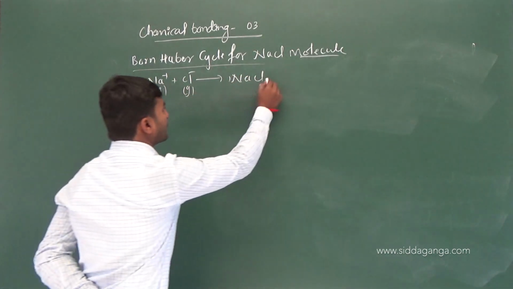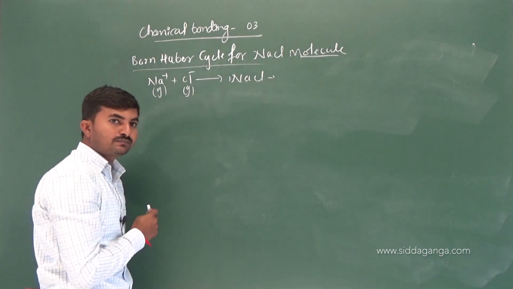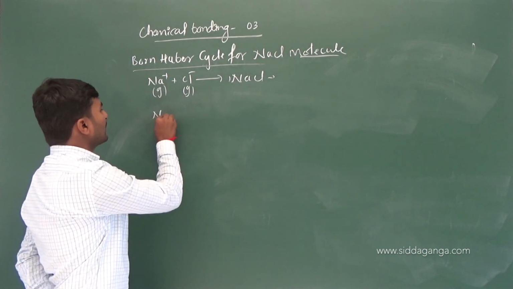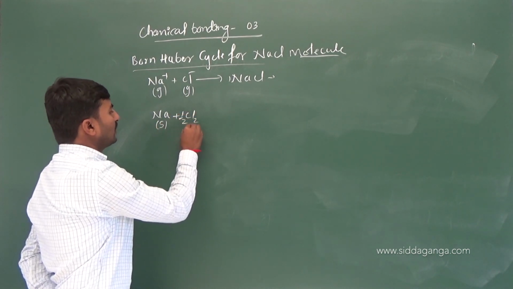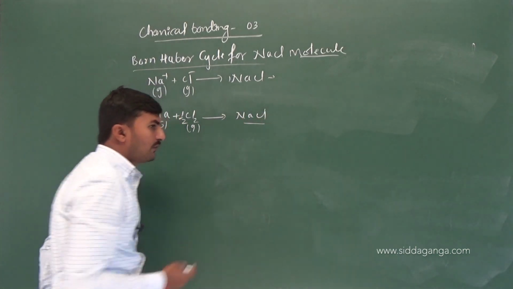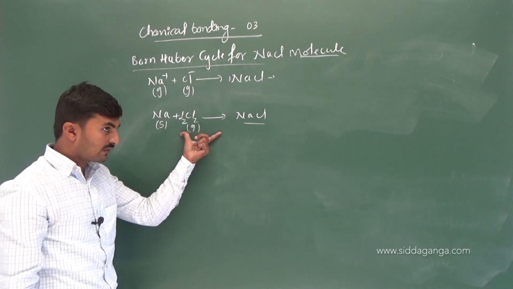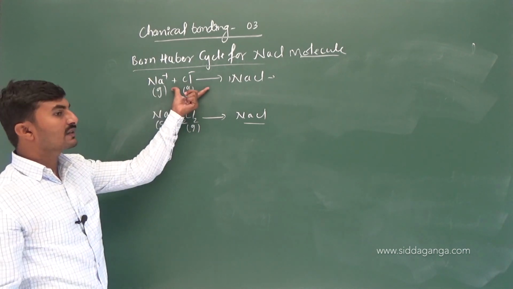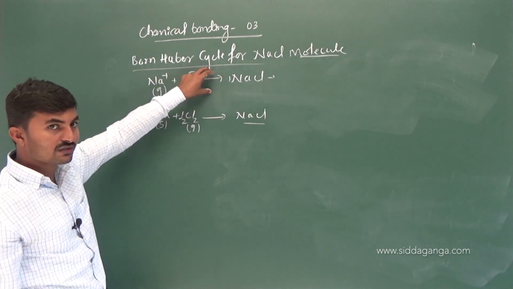Lattice energy, this is our required equation. How can we calculate this? What is our enthalpy of formation? That equation is nothing but sodium and chlorine, both in their free state, resulting in the formation of an ionic bond. But from this enthalpy of formation equation, we are going to extract this equation. That means this is a lattice energy equation.